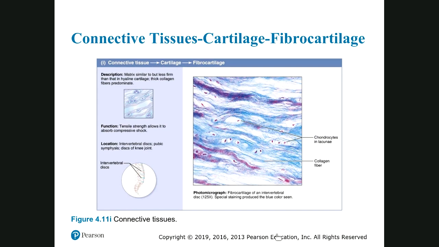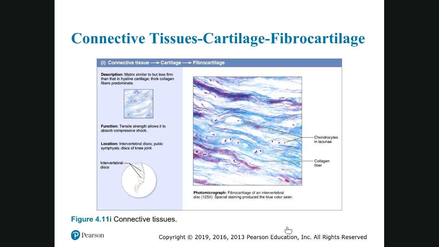Fibrocartilage contains collagen fibers, just like our hyaline cartilage. It resists both compression and tension. It is found where strong support and the ability to withstand heavy pressure is required. Examples of locations in the body where that is needed, where we bear the majority of our body weight, include our vertebral column.